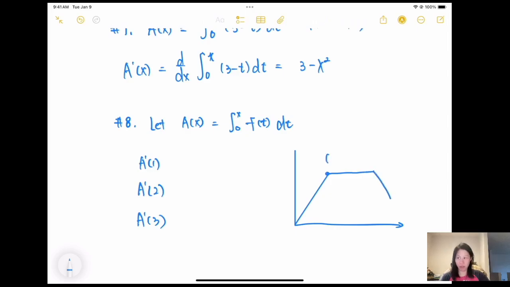And I'm going to label each dot: 2, 2. This one is 1, 1, 3, 2, and 4, 1. And this is the function f of t.